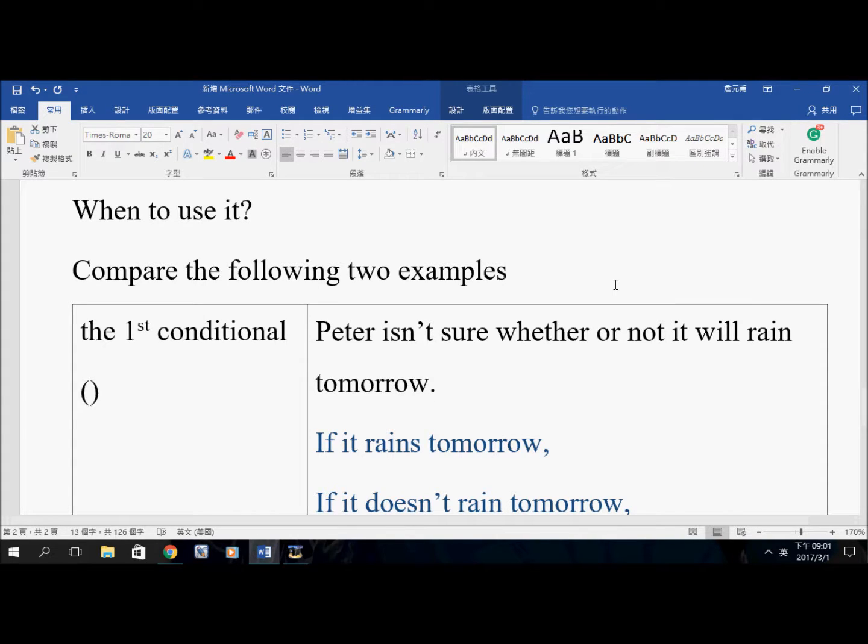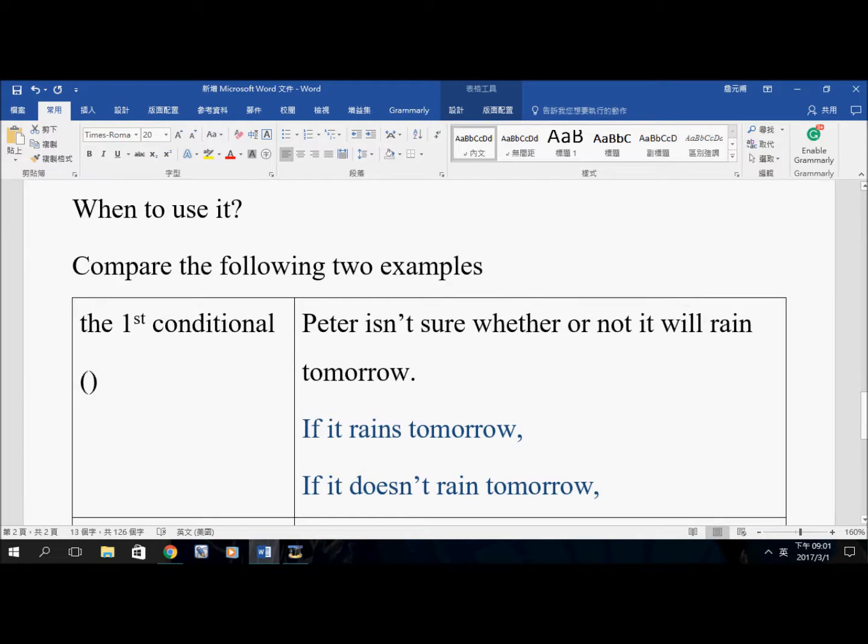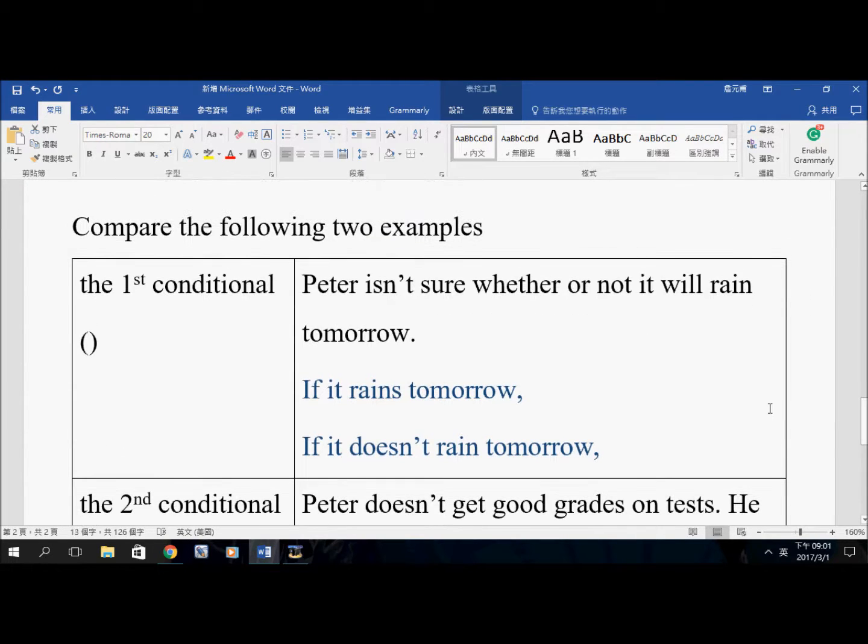Compare the following two examples. First, let us take a look at the first example, okay, for the first conditional. Peter isn't sure whether or not it will rain tomorrow. So he's not sure about the weather tomorrow. Okay? Now here we have two different situations. These are things that are likely to happen tomorrow. They are totally possible. These are two situations that can be true tomorrow.